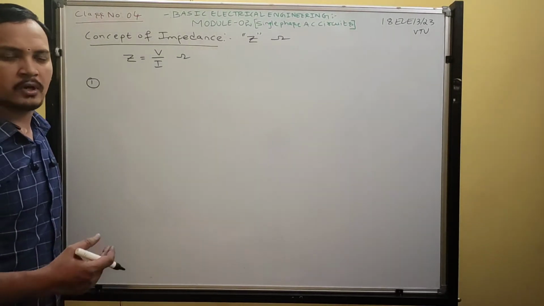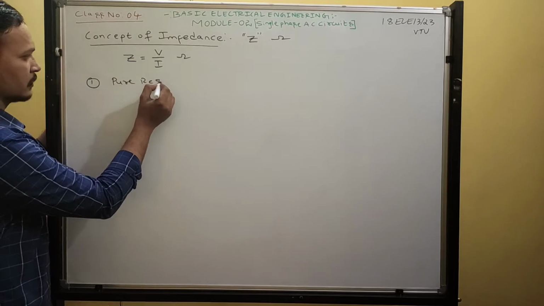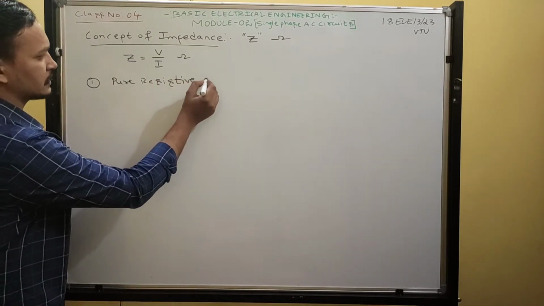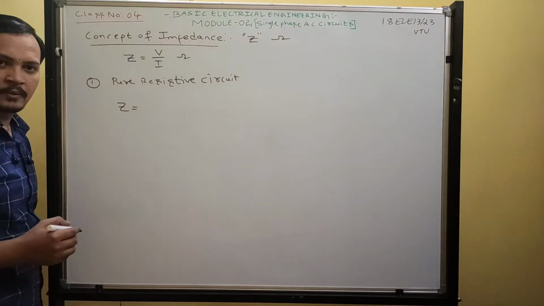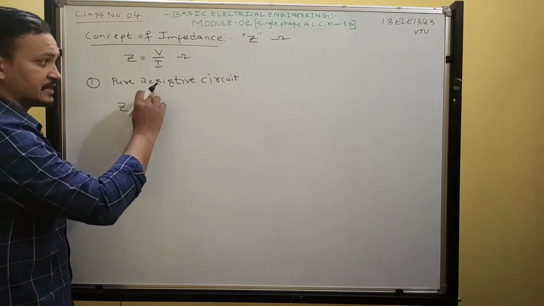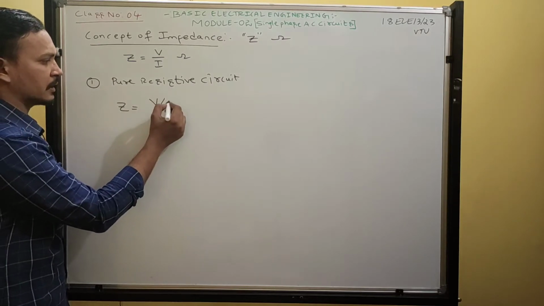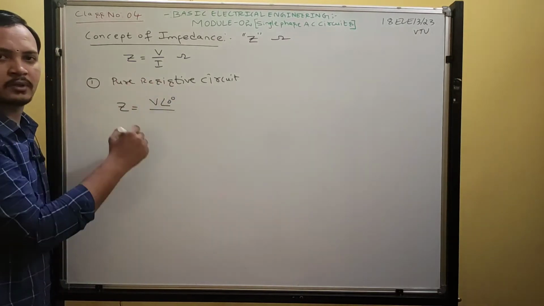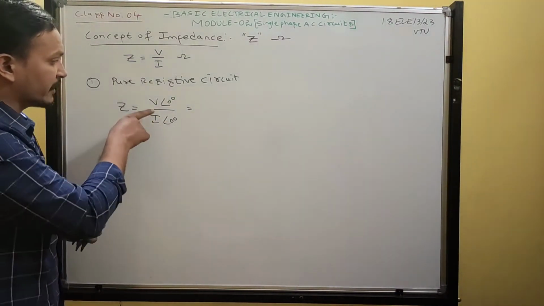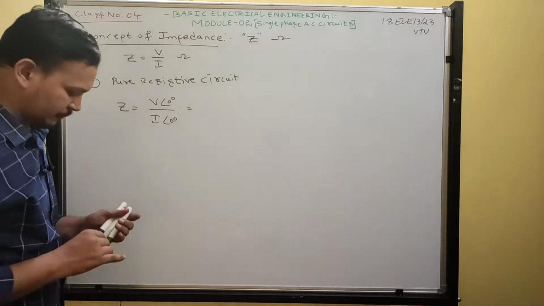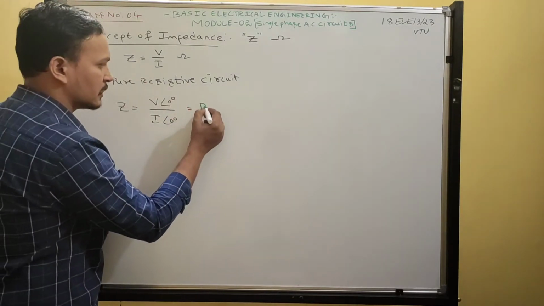So far, what are the circuits we studied? Pure resistive circuit. So for a pure resistive circuit, impedance can be represented in polar form. Consider only a pure resistive circuit. We applied voltage to the resistive circuit, V at an angle of 0 degree, and the current flowing through the circuit is I at an angle of 0 degree. So in a pure resistive circuit, the phase angle between voltage and current is 0 degree. Therefore, the ratio V by I is resistance.